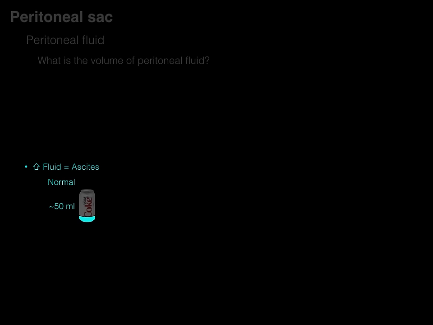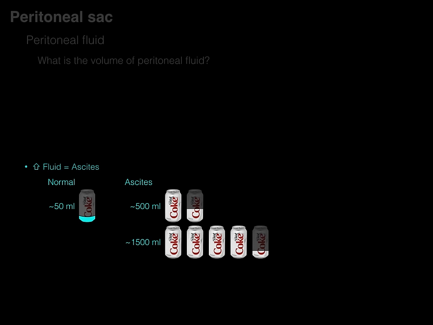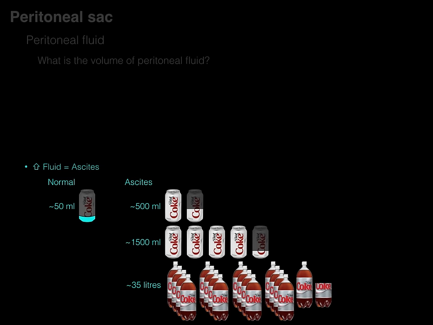And so there's normal, about 50 milliliters. And ascites can be as little as 500 milliliters, which is about a can and a half of Diet Coke, to 1,500 milliliters. And now we're getting close to a little over four cans of Diet Coke. And at times, people who have really bad ascites, 35 liters.